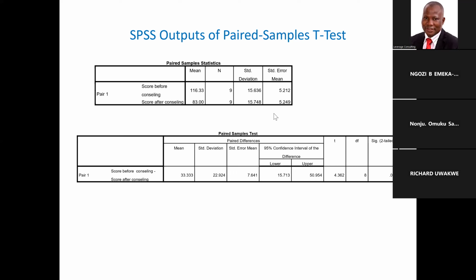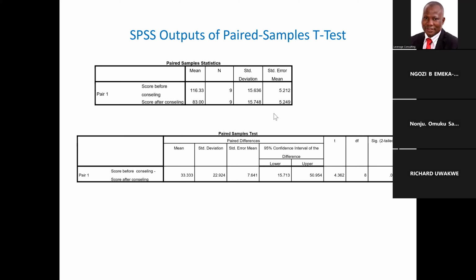You see the confidence interval of the difference ranges from 15.713 to 50.954. So it does not cross 0. If it had crossed 0, it would not be significant. If it crosses 0, the lower limit will be minus something and the upper limit will be plus, so you are not sure that it excludes 0.